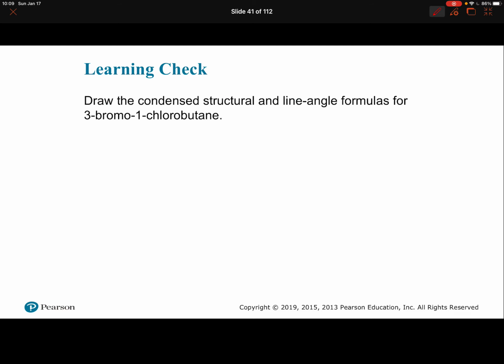Let's have you guys try one. So draw the condensed structural and line angle formula for 3-bromo, 1-chlorobutane. So give it a shot.